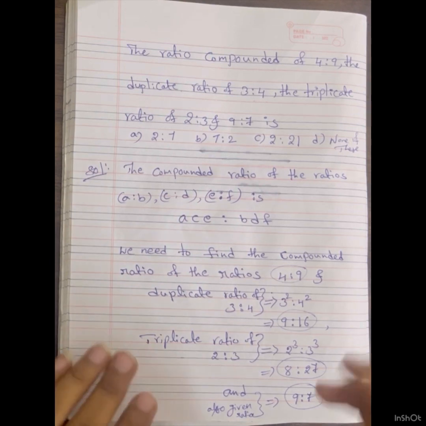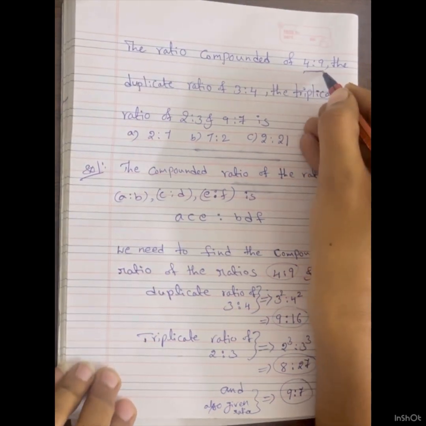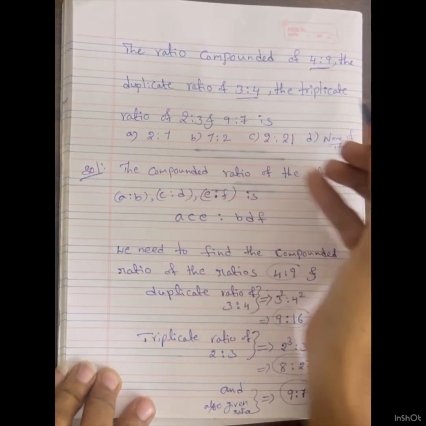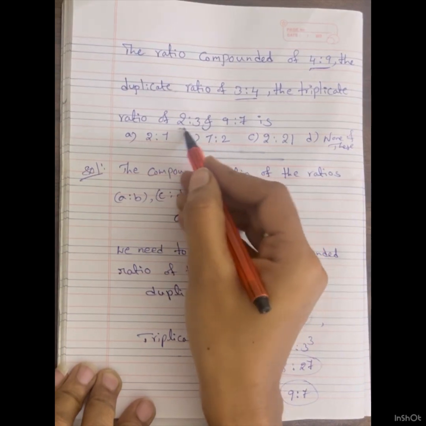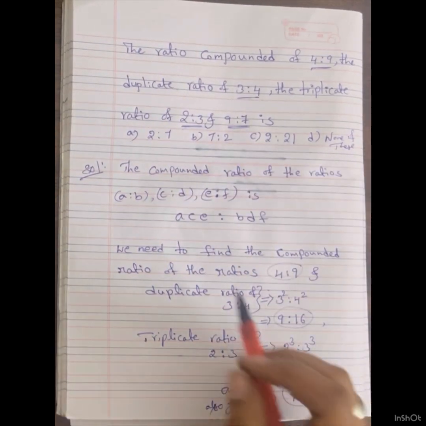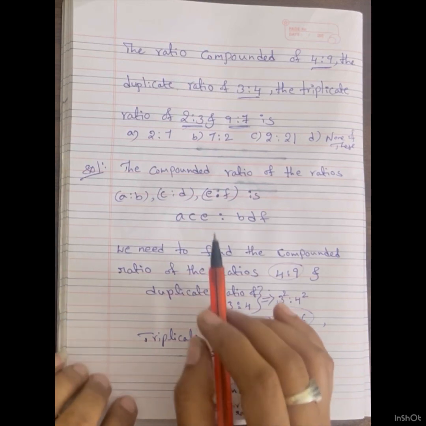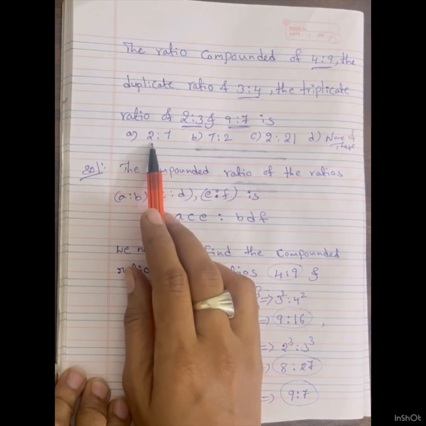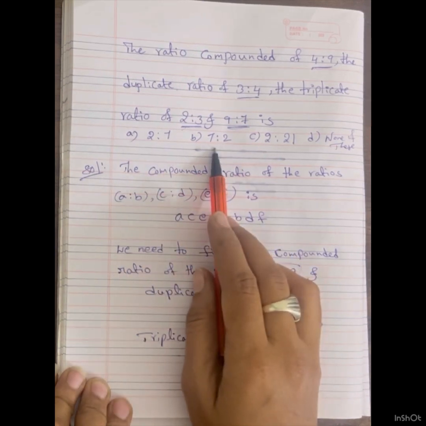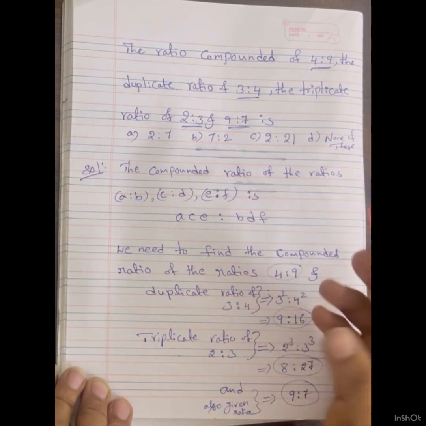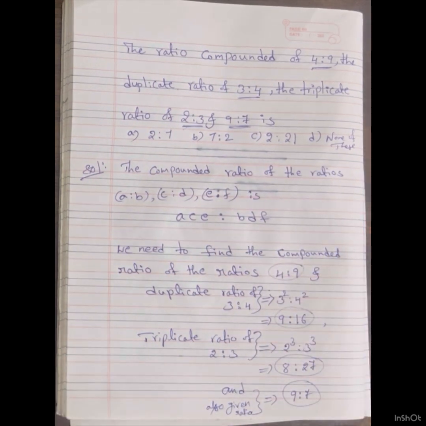So what are the 4 ratios? One is 4 is to 9, the next one is the duplicate ratio of 3 is to 4, the next one is the triplicate ratio of 2 is to 3, and another ratio is this one. Here they have given the options also: A, B, C and D. A is 2 is to 7, B is 7 is to 2, C is 2 is to 21, D is none of these. So next, how to solve this problem?